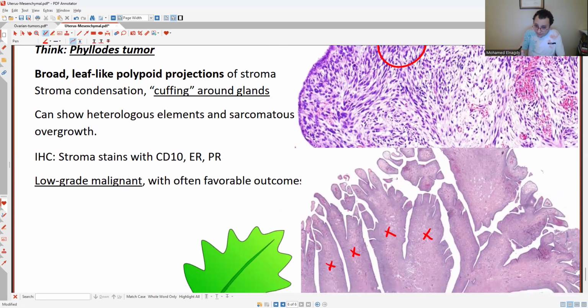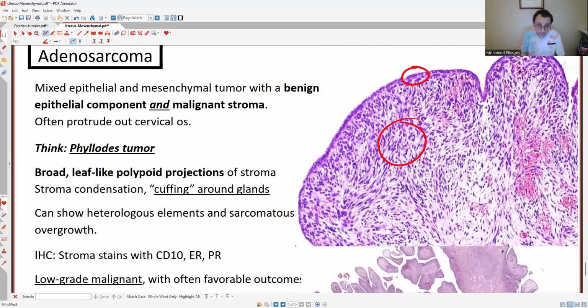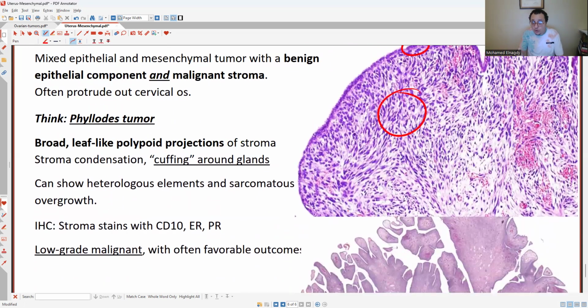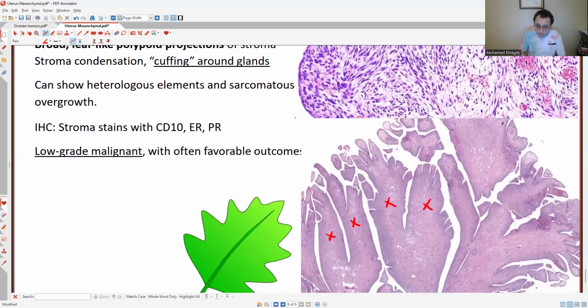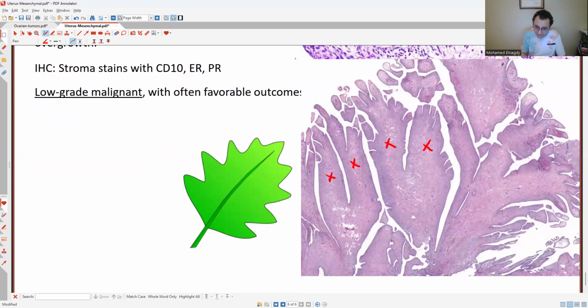and it's actually positive for stromal stains, CD10, ER, PR. It's a low-grade malignancy, although we call it adenosarcoma. Sometimes you feel like, oh, this is sarcoma, that's very aggressive. Nope, that's a low-grade sarcoma. It's not very concerning. However, it shows these phyllodes-like leaves, which look like phyllodes tumor of the breast.